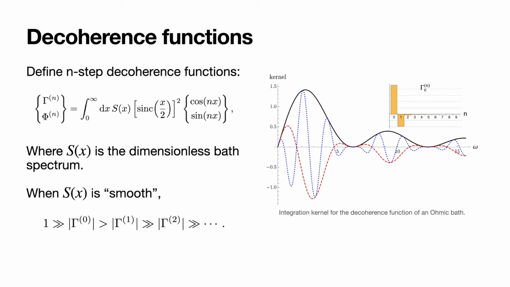So this leads to the key observation that as the base spectrum S(x) is smooth, we would have the following hierarchy of decoherence functions. Based on this observation, we can solve for approximate solutions for the decay parameter. For the zeroth order approximation, for example, we can neglect all other decoherence functions except gamma 0. And this leads to the exponential decay behavior as found in the standard RB, which is expected as only time local noise is involved in the calculation.